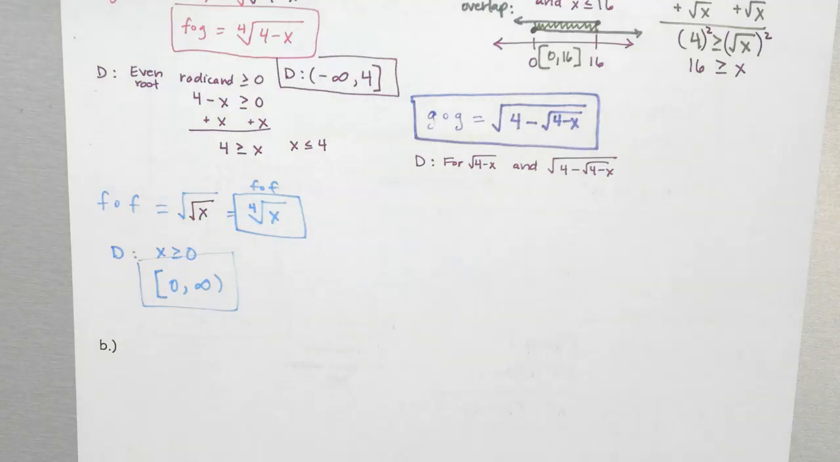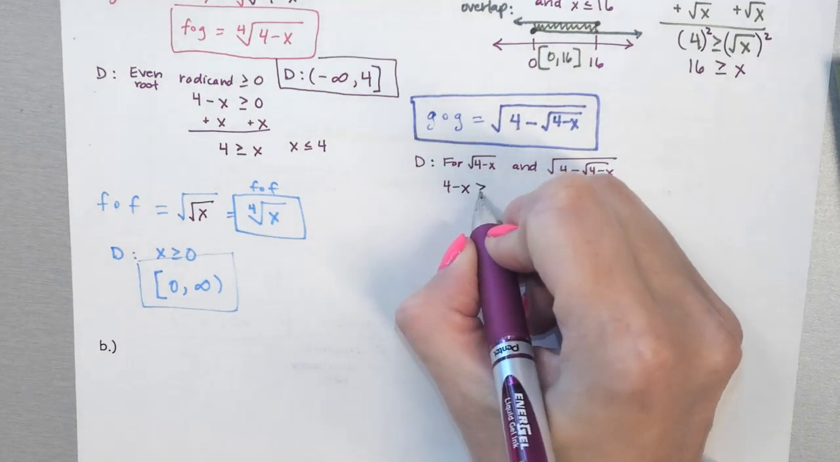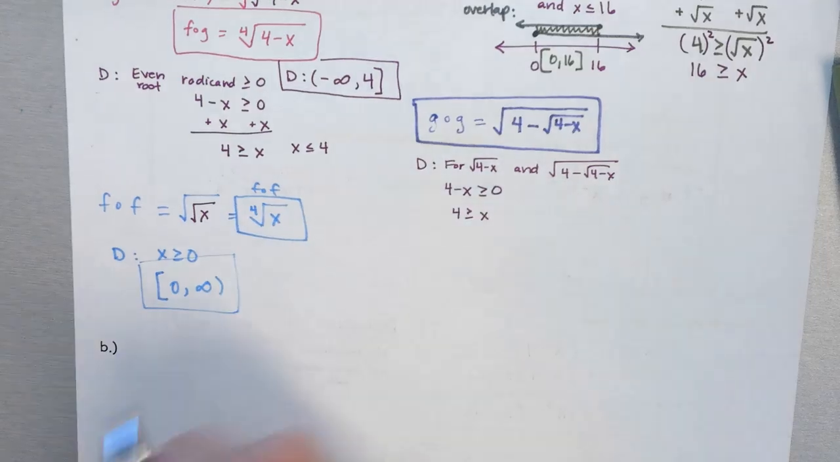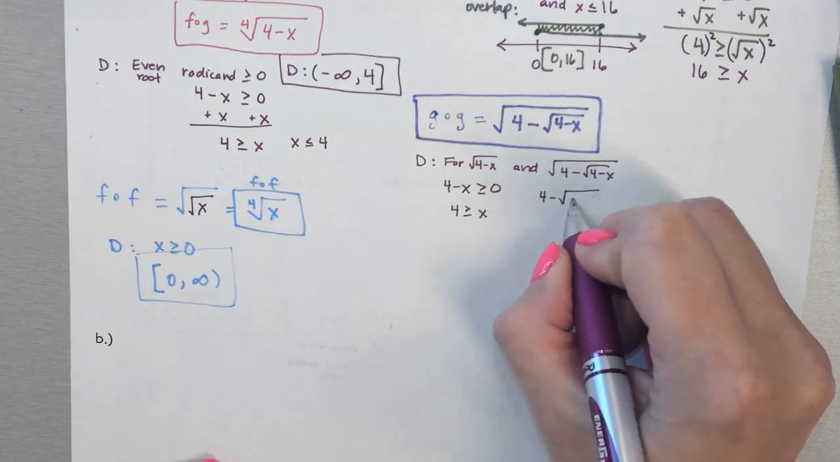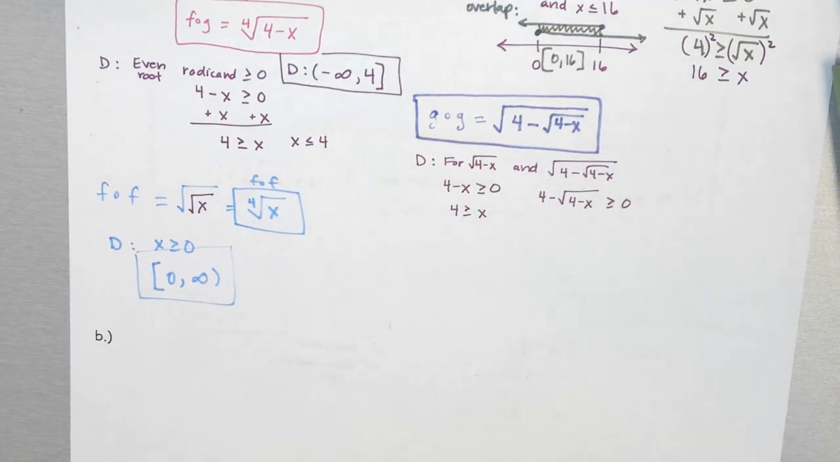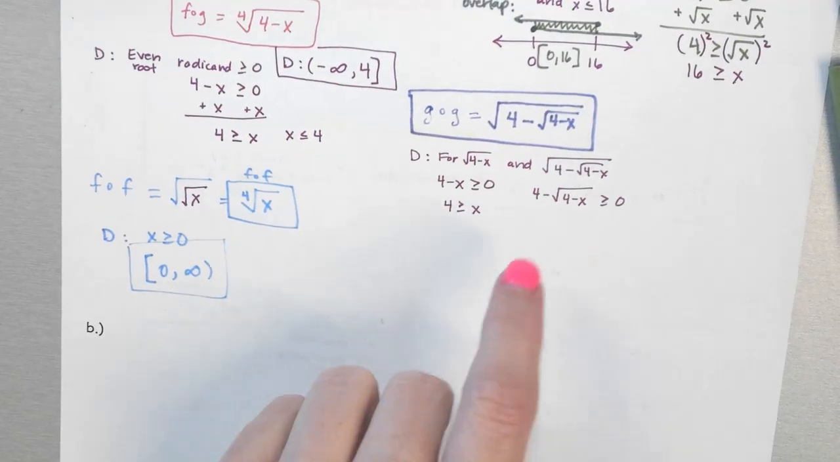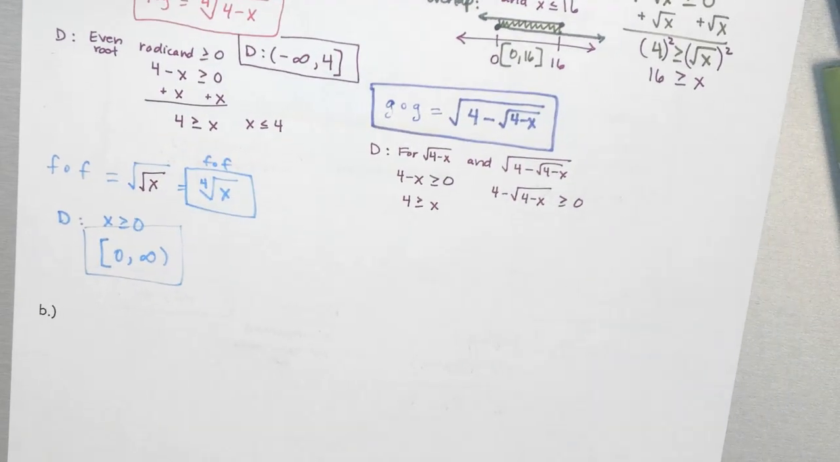Okay, so let's set up our inequalities. So we know with an even root, we can't take the even root of a negative, so we're setting it greater than or equal to 0. Again, I would just add that to avoid having to divide by a negative. And then the radicand here is just the 4 minus the root. So notice I'm taking what's under the root, setting that greater than or equal to 0. I'm taking what's under that root, setting it greater than or equal to 0.